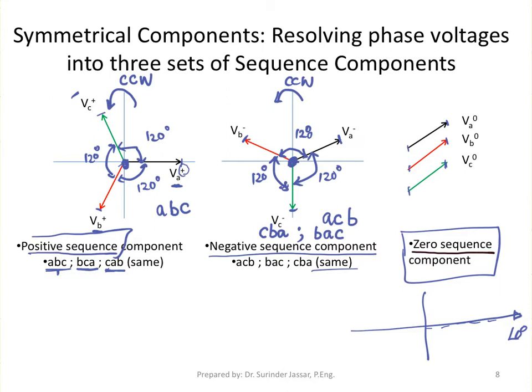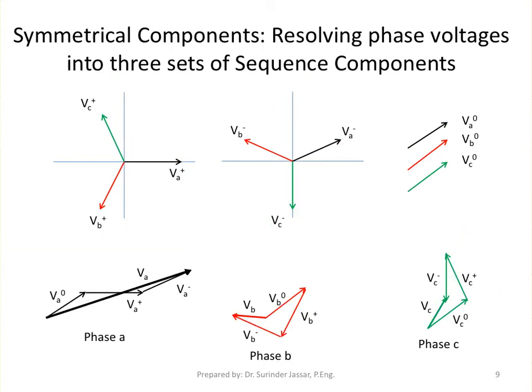Okay, so three sets. We're going to convert one unbalanced three-phase system into three sets of sequence components: zero sequence, positive sequence, and negative sequence components. Okay, so now what are they? We realize from here that's the zero sequence component, that's the negative sequence component, that's the positive sequence component. Right here, you draw it, let's say from here, of the same length and in the same direction. So this is parallel.